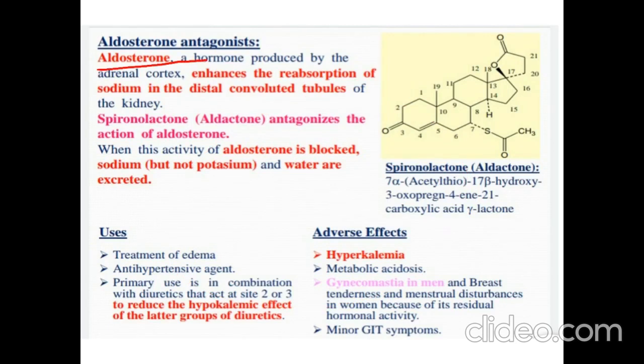Aldosterone antagonists must have a similar structure to steroid hormones, that is a steroidal structure, because aldosterone is a steroid. So spironolactone, if it has to compete with aldosterone, must have a similar structure to aldosterone. Okay, then only can it compete with aldosterone for binding to the receptor, and instead of aldosterone this spironolactone binds to the receptor and blocks the activity of aldosterone.